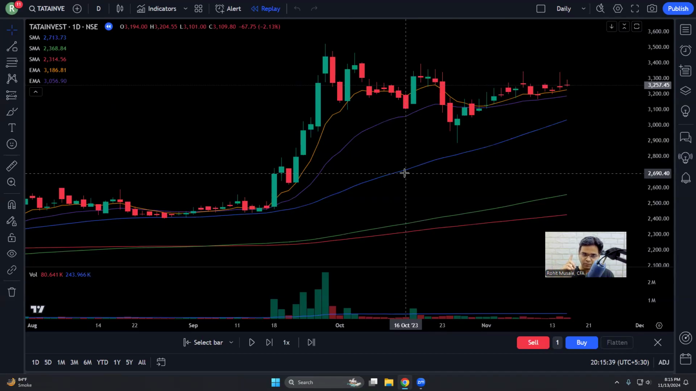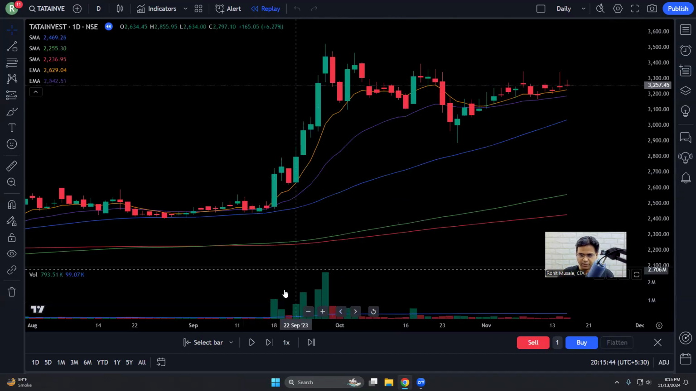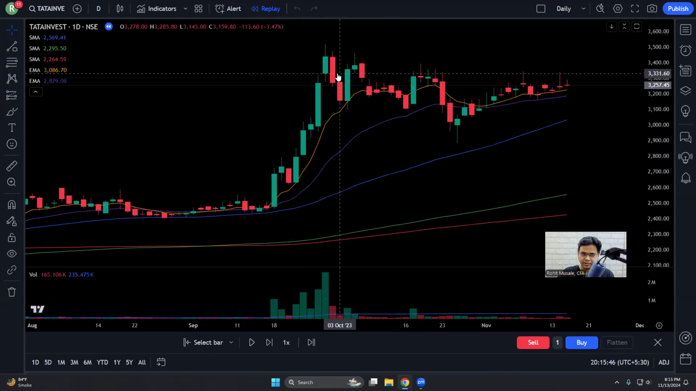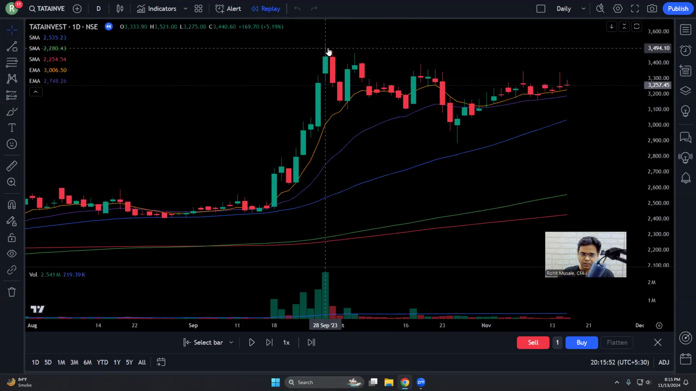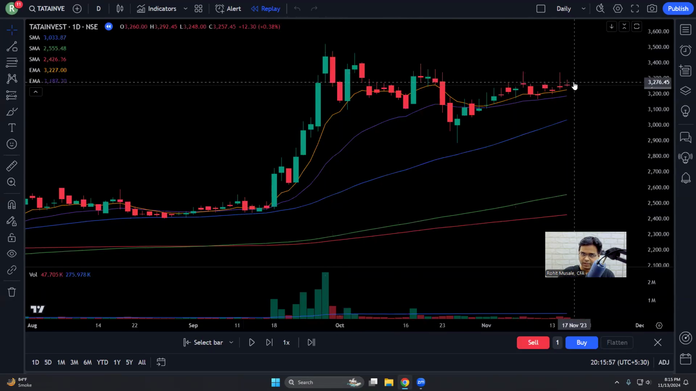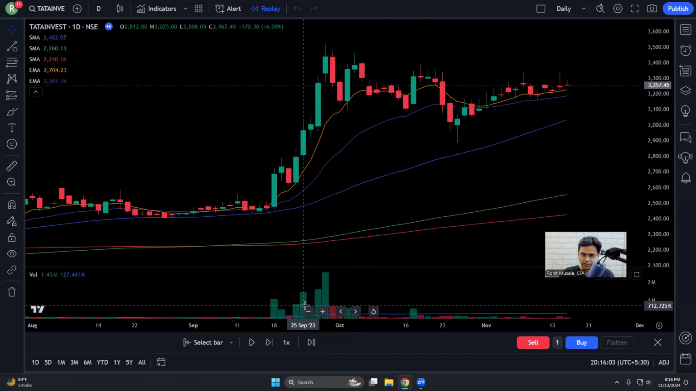So number 1, high volume rally. If you notice here, suddenly there is a volume spike, and there is a rally in the stock. So this is called a high volume rally. So from here to here, the stock completes step 1. Step 1 is high volume rally, and from here till here, you see there is basically a consolidation, low volume consolidation. So step 1, high volume rally. Step 2, low volume consolidation. Step 3, high volume breakout.